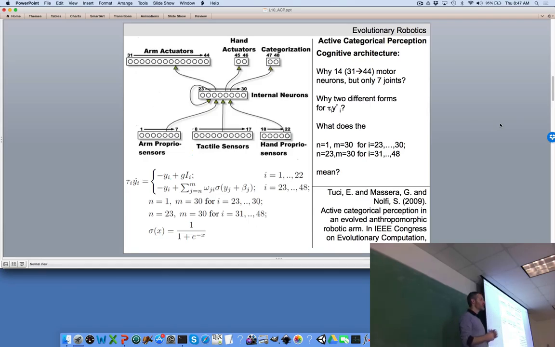What if we wanted to train this robot not to distinguish between spheres and ellipsoids? There's a lot more categories out there in the world than just those two things. What if we wanted to distinguish between cubes, rectangular solids, soft objects, hard objects? With this simpler idea of just assigning one categorization neuron to each category, what's the problem? We've seen this problem already.